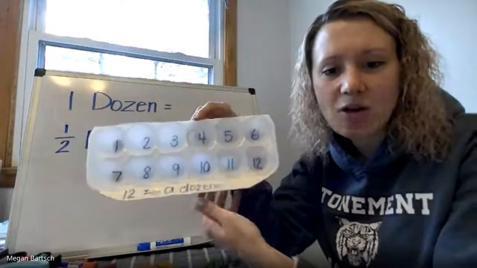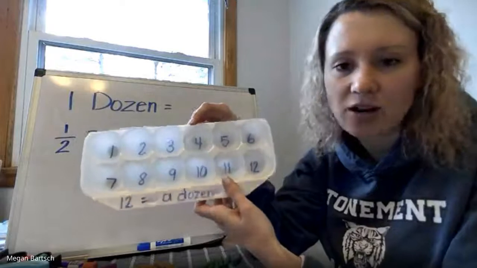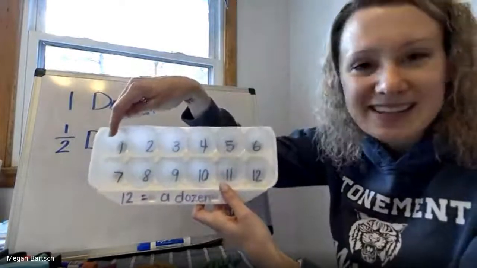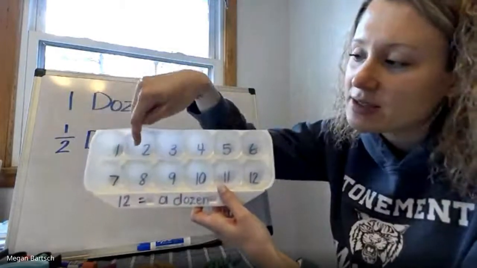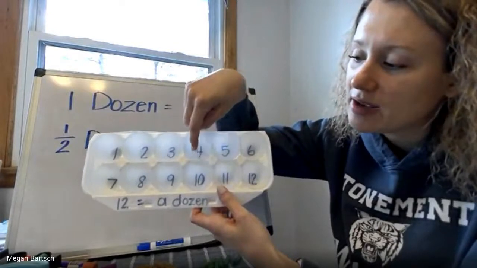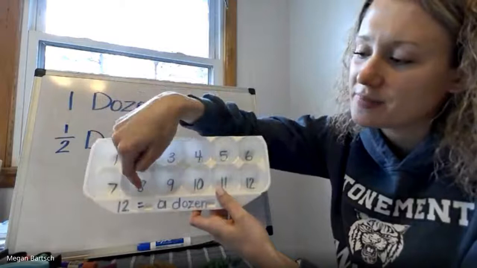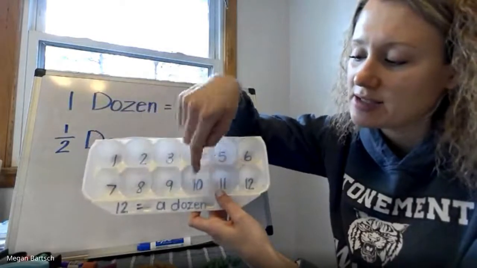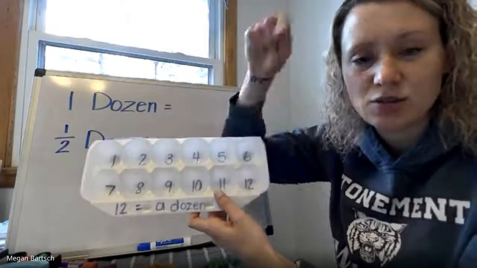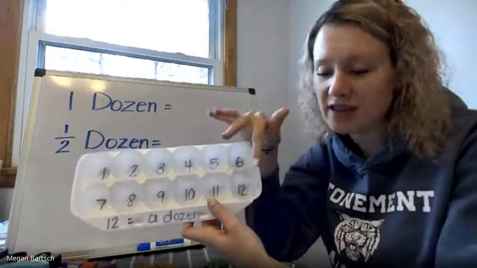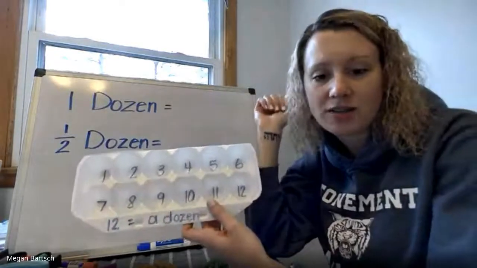Count with me. How many eggs are there in a carton usually? Count with me. Ready, set, go. 1, 2, 3, 4, 5, 6, 7, 8, 9, 10, 11, 12. 12 eggs go in one carton of eggs.